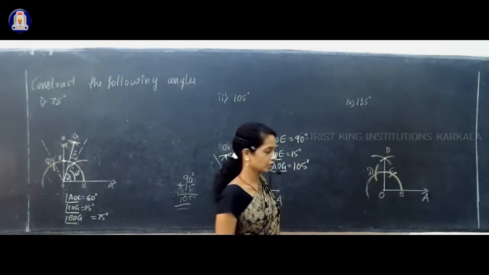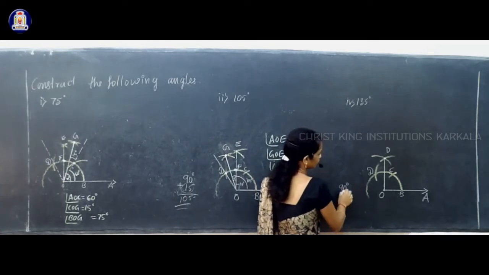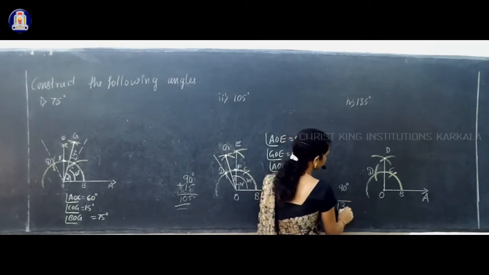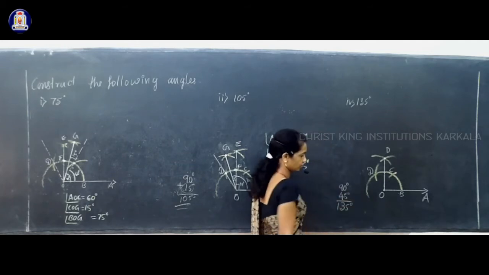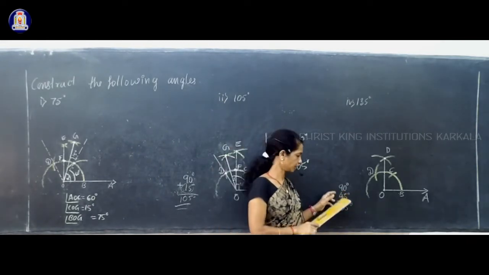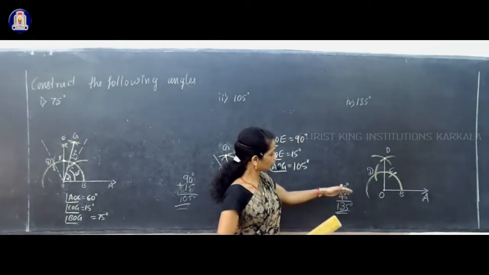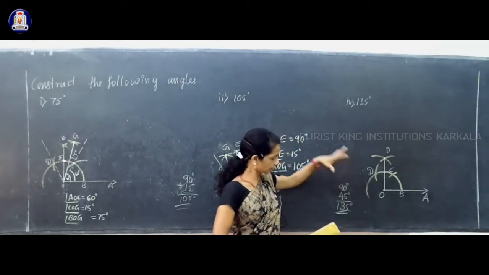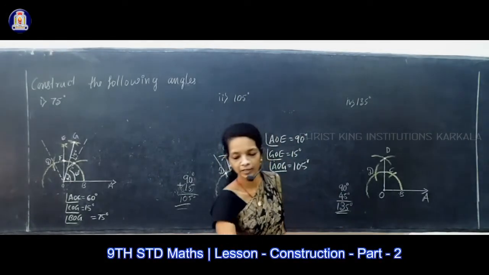That makes how much degree? 90 degree. And to this, how much do you have to add to get 135 degree? I think 45 degree, right? So 45 degree you have to add to this 90 degree. That gives you how much? 135 degree. Where is one more 90 degree? 45 degree, you know, is half of 90 degree.